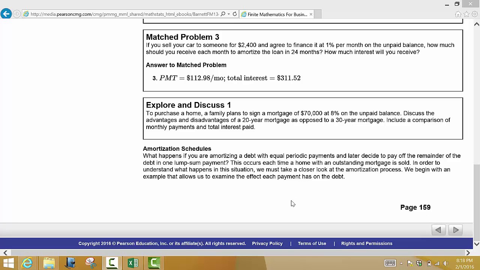Here we're going to talk about amortization schedules, and what I'm about to show you will help you with problems number 43 and 44 in your books. We're going to look at the details behind what happens when you're paying off a debt in equal periodic payments. How does the interest calculate in, and how does the balance get paid?